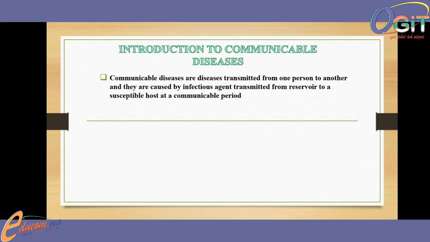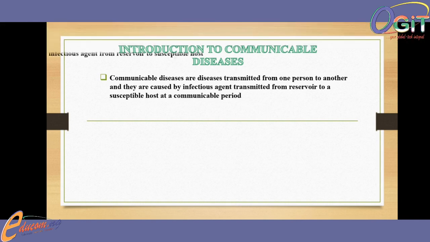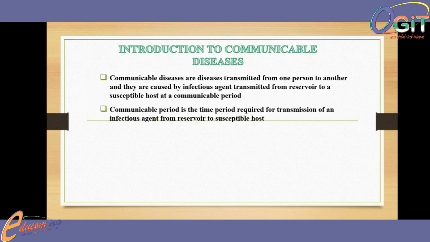What do I mean by communicable period? A communicable period is the time period required for transmission of an infectious agent from a reservoir to a susceptible host. That is, the time during which an infectious agent may be transferred directly or indirectly from an infected person to another.